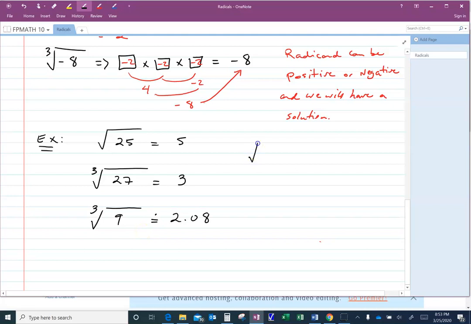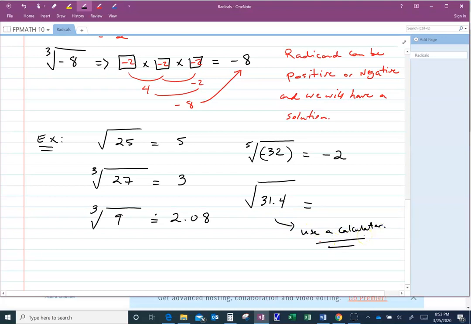Next one, what is the fifth root of -32? What number times itself 5 times will give you -32? That is -2. If you get another value, let's say the square root of 31.4, you will have to use a calculator to get the answer for that one. So use a calculator.